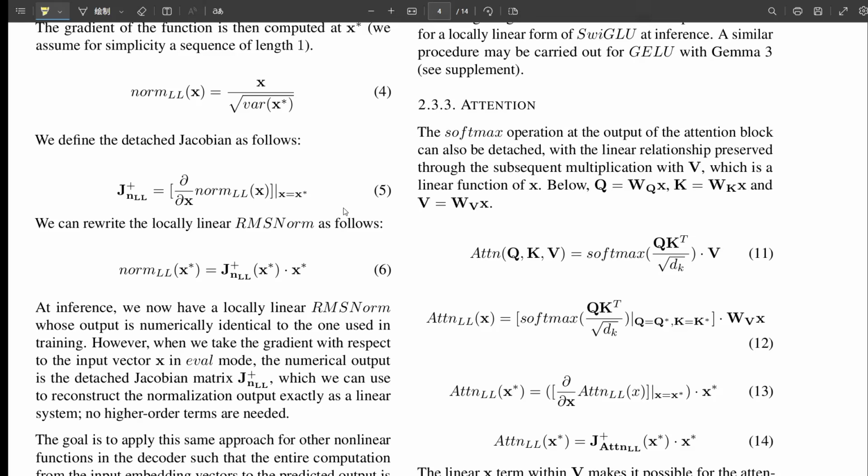Okay, let me see if I've got this. By finding the parts of the standard transformer calculation that are nonlinear at the specific values they take for a given input sequence.